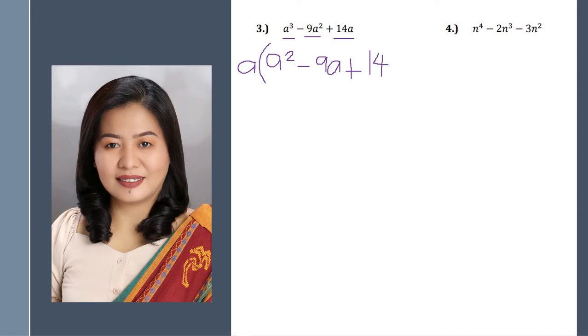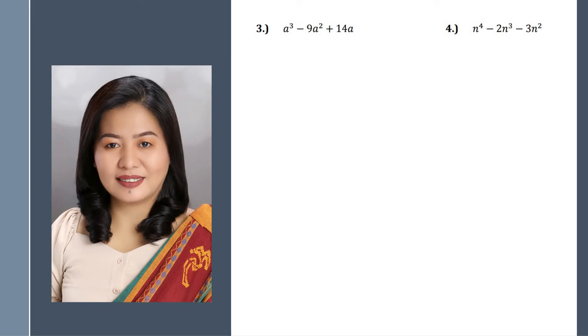Next, check the second factor, the trinomial, a squared minus 9a plus 14. Is it factorable? Is there a factor of 14 that gives you a sum of 9? Yes. There are two sets of factors only for 14. That's 1 and 14, and 7 and 2. So we can still factor that. Factors of a squared, that's a and a. Factors of 14, that's 2 and 7. Since the last term has a plus sign, both will have the same sign, but the middle term is a minus. That means we will have a minus 2 and a minus 7. So the complete factors of a cubed minus 9a squared plus 14a are a times a minus 2 and a minus 7.